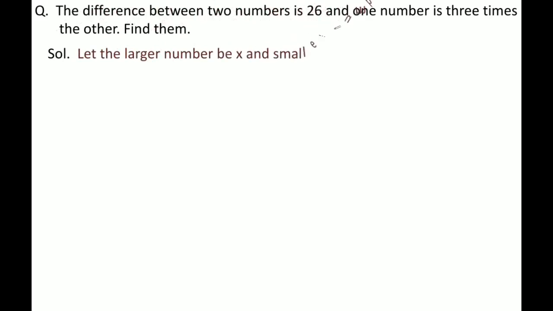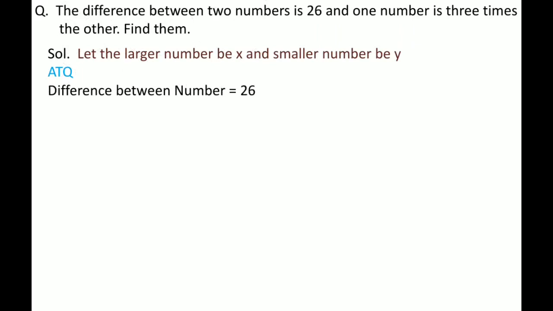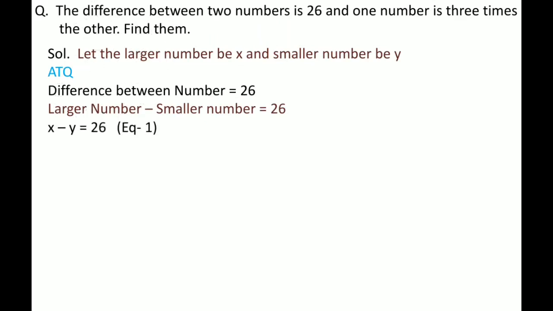Let the larger number be x and the smaller number be y. Therefore, according to the question, the condition is that the difference between the two numbers is 26. It means larger number minus smaller number equals 26. We let the larger number be x and the smaller number be y, so x minus y equals 26. That is equation number 1.